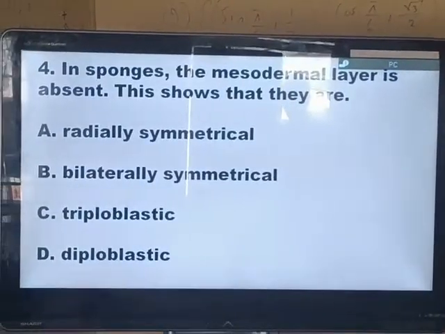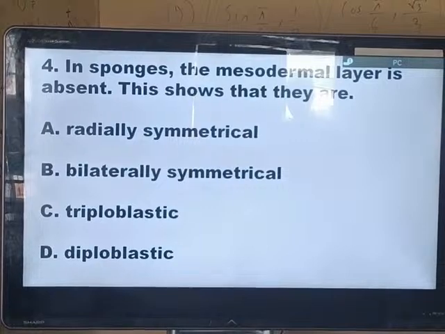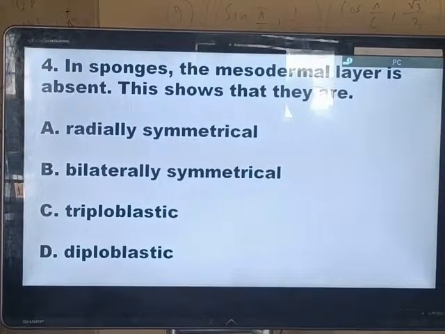So the correct answer for number four here is definitely option D, diploblastic. So sponges only have ectoderm and endoderm. They do not have mesoderm. The same thing, hydra is another example of an organism that is diploblastic, because hydra possesses the outermost layer, the ectoderm, and the innermost layer, the endoderm. It doesn't have the middle layer.